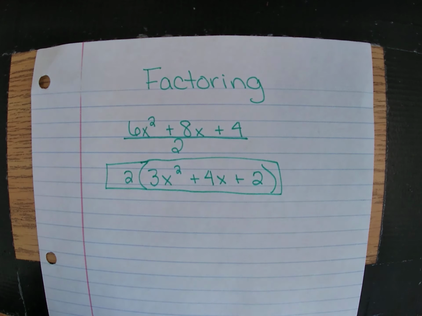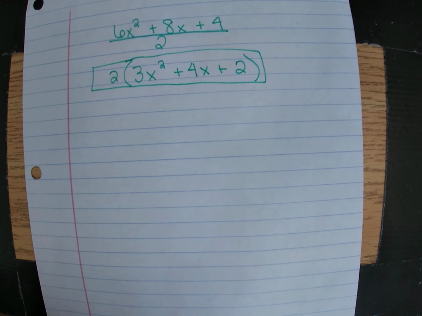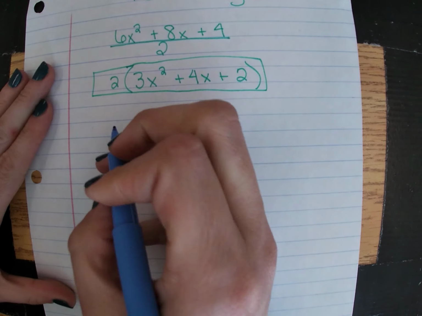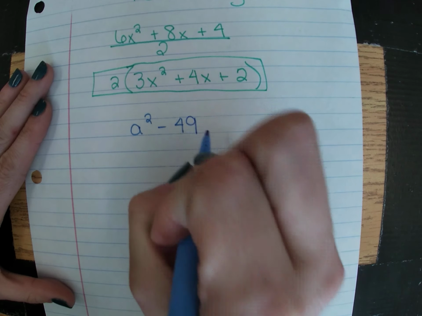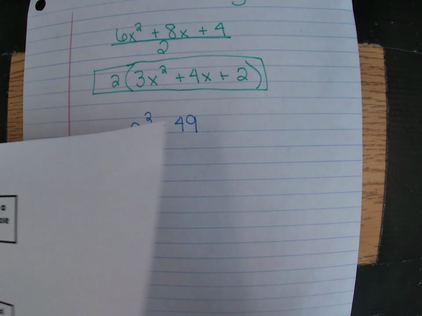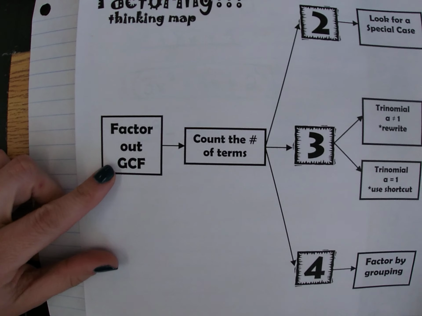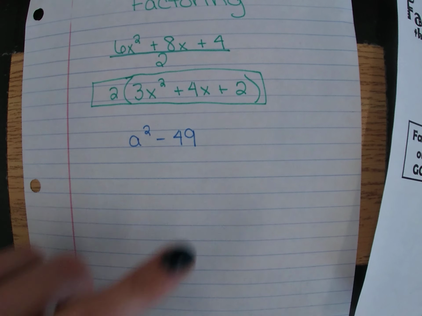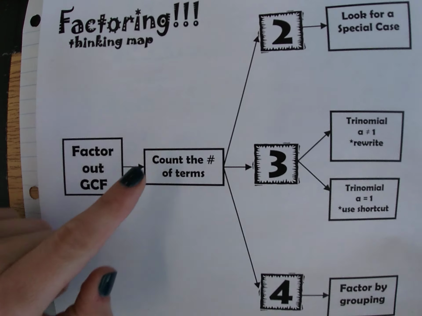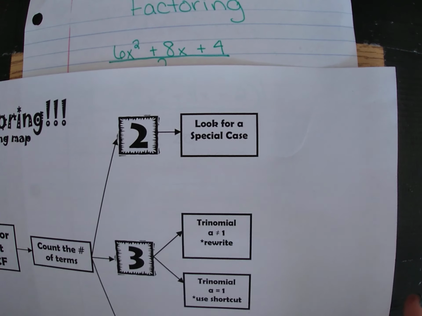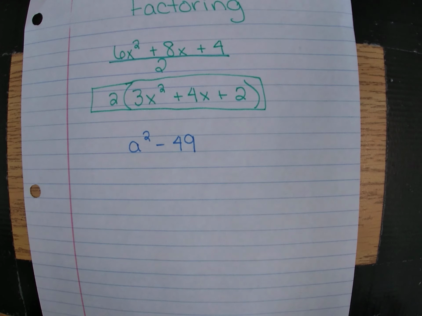How about if we are given a squared minus 49? We look at our map here. First thing we're going to check for, is there a GCF? Well, 1 and 49, nope. They both don't have the variable, so nothing there. Then we're going to count the number of terms. This has two terms, so we're going to see if this has a special case.